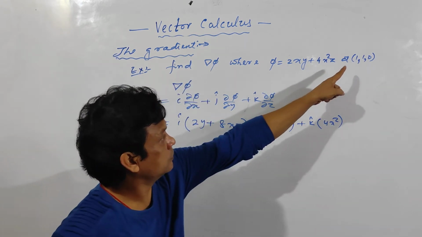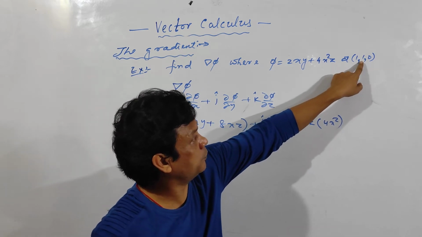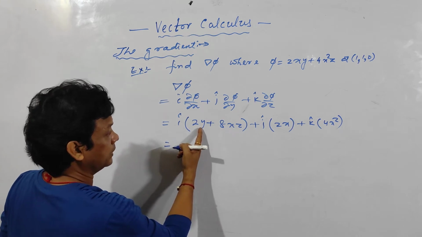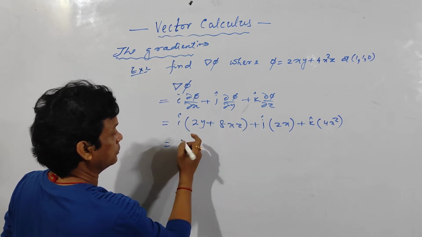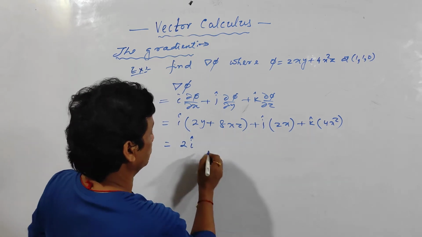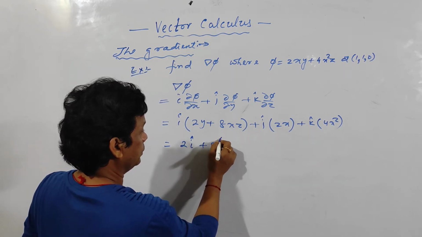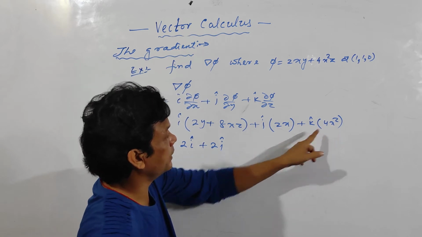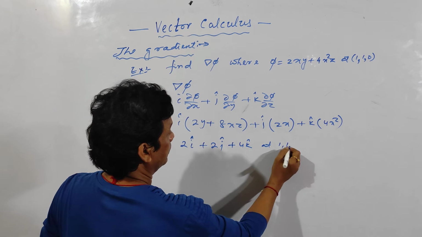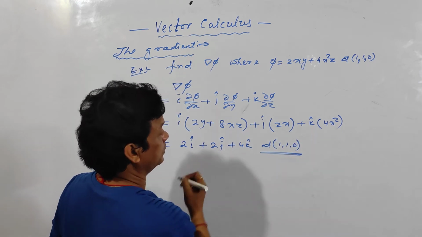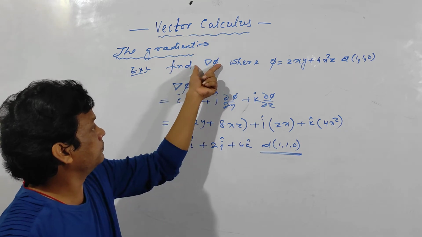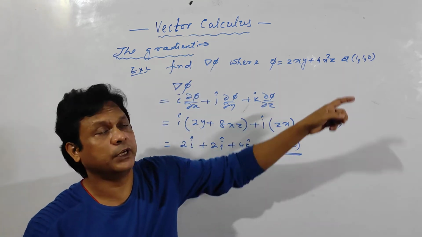Put the values. In place of x put 1, in place of y put 1, in place of z put 0. So 1 1 0, it is 1, it is 0. This part vanishes, it is 1. So 2 into I cap. It is 2. So 2 into j cap. So here also 1, so 4 into k cap. At 1 1 0. You should write like this. Clear? So this is the gradient of phi at the particular point 1 1 0.